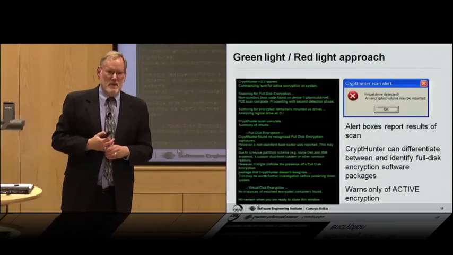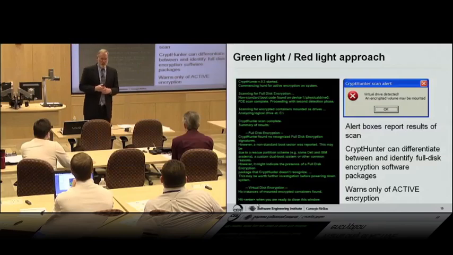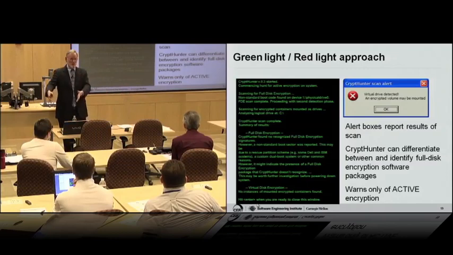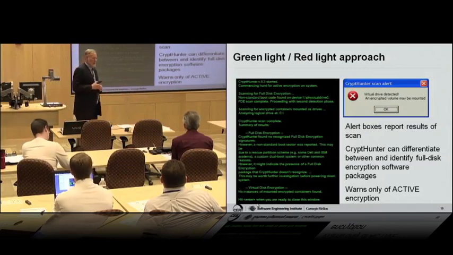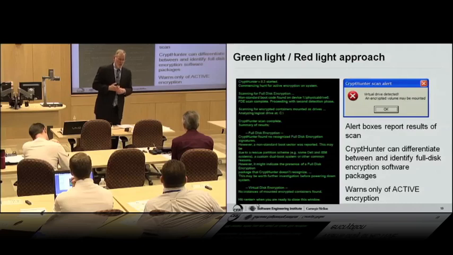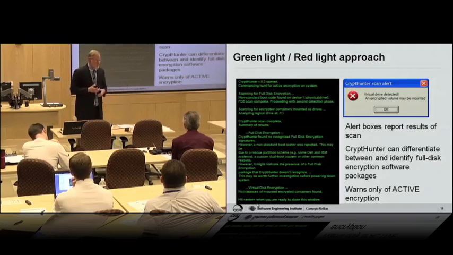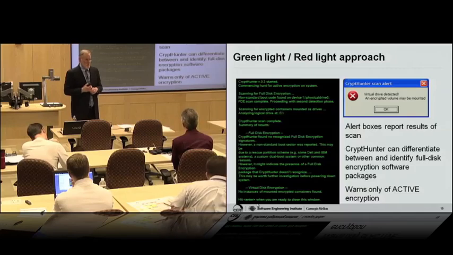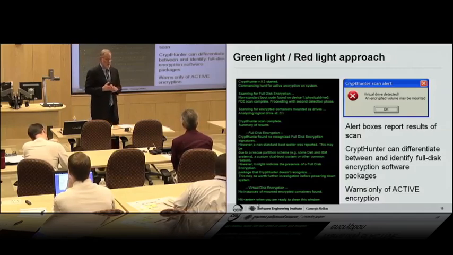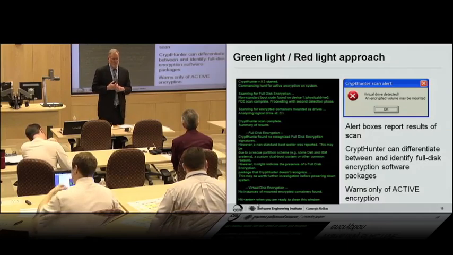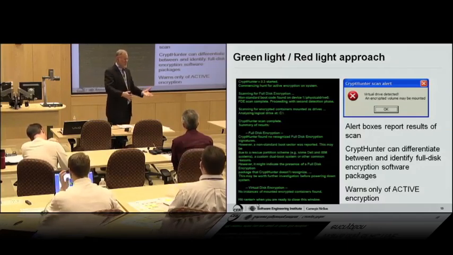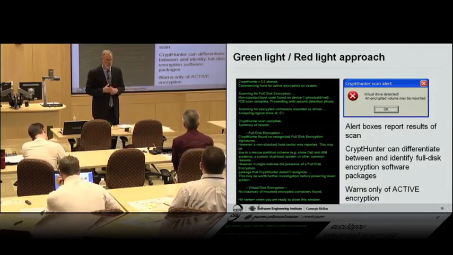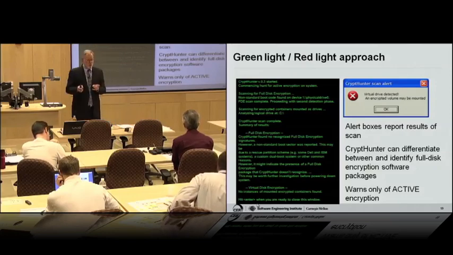This is the way it works. These are examples from it. It's essentially a red light, green light approach. No, there is no encryption. Yes, there is encryption, and you need to do something. I've actually run this on cases and have seen that, in fact, there is encryption, that you do need to do something in advance. So the alert box shows you what's going on. It can differentiate between a full disk encryption and containers, and also tell you certain kinds of packages. Table-driven, because these pieces of software actually have telltale signs. It warns only of active encryption.